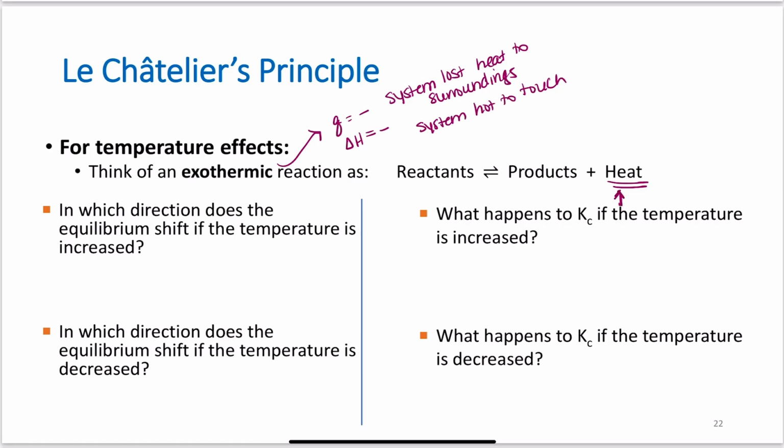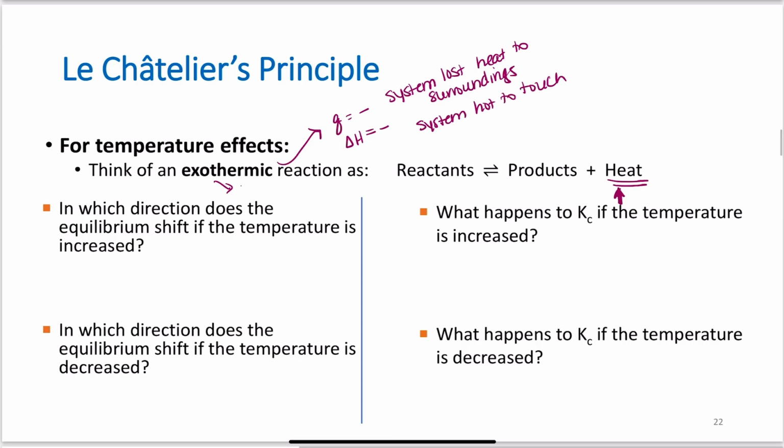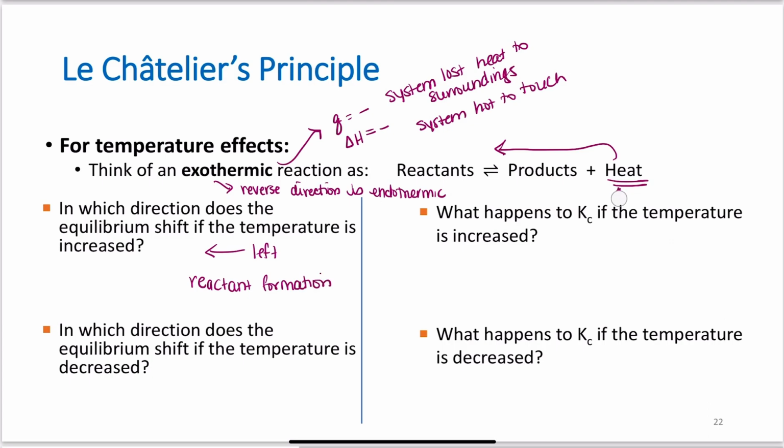I've increased the temperature here. I'm adding more heat. This throws students off. It's like, but it's already giving off heat. You're right. But that means that the reverse direction is endothermic. I add heat, it's going to reestablish itself by pushing the reaction the other direction. So it's going to shift to the left. Reactant formation. If I decrease the temperature, I've now taken away some of the product, so the reaction is going to proceed in the forward direction or move to the right and produce more product.